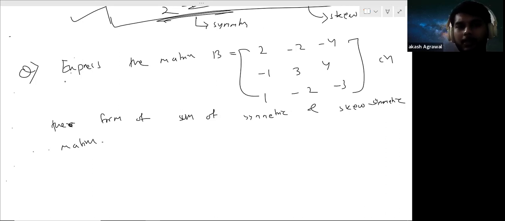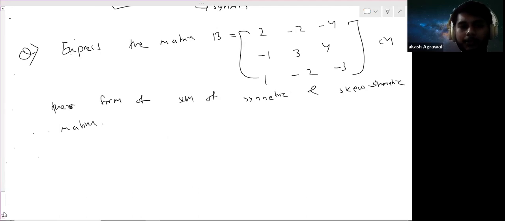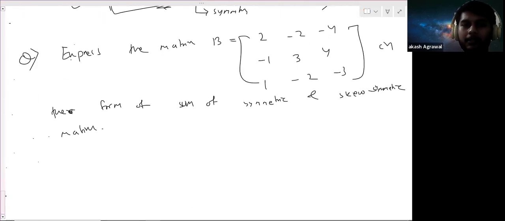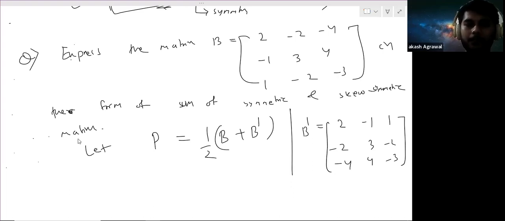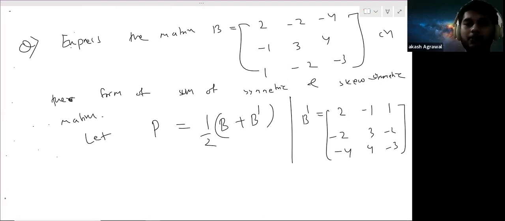Okay, I'll do it once, no problem. Once you understand the pattern, how to write it, then you can solve all the questions. Suppose we let P equal half of B plus B transpose. Let's find B transpose, which is 2, minus 2, minus 4, minus 1, 3, 4, 1, minus 2, minus 3. We are saying P equals half of B plus B transpose.